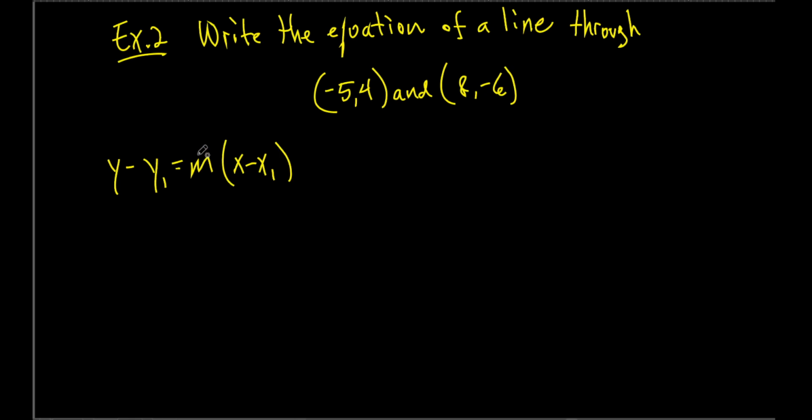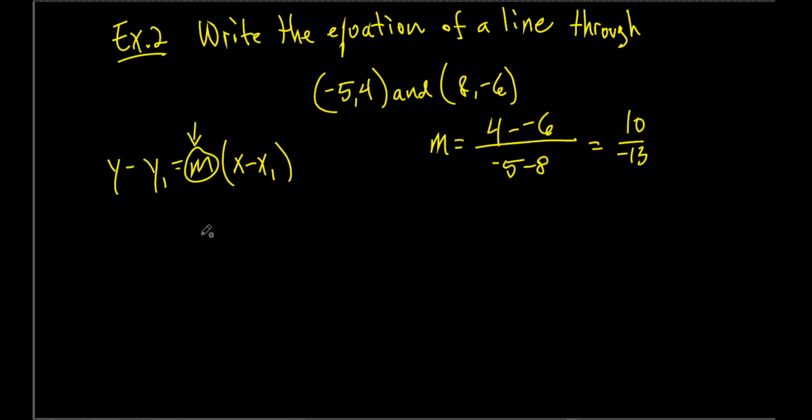So first of all, we need to find the slope. So slope is changing y over changing x. So it's 4 minus -6. And then the y's, or I'm sorry, that was the y's. Let's do the x's. -5 minus 8. And what do we get? 10 over what? -13. So that's my slope. All right, so that's what's going to go right here.